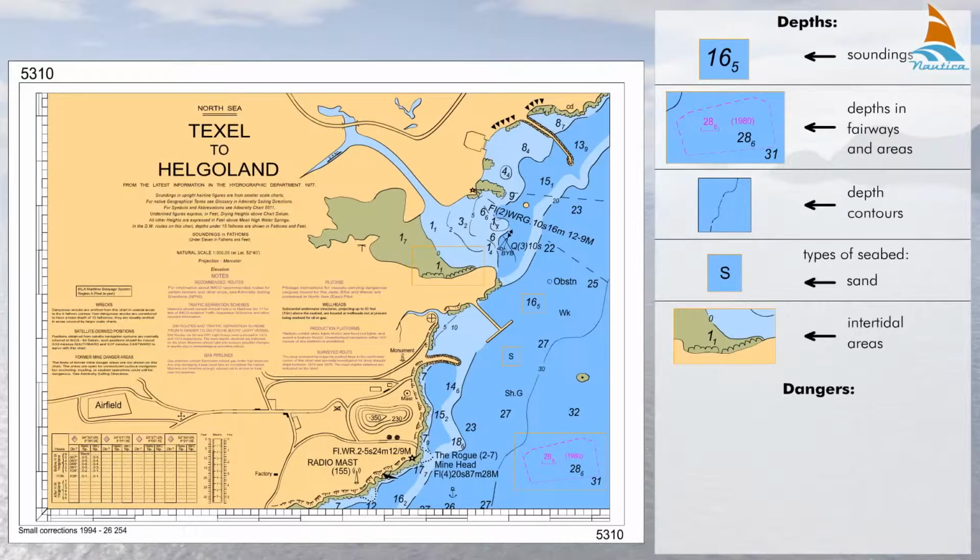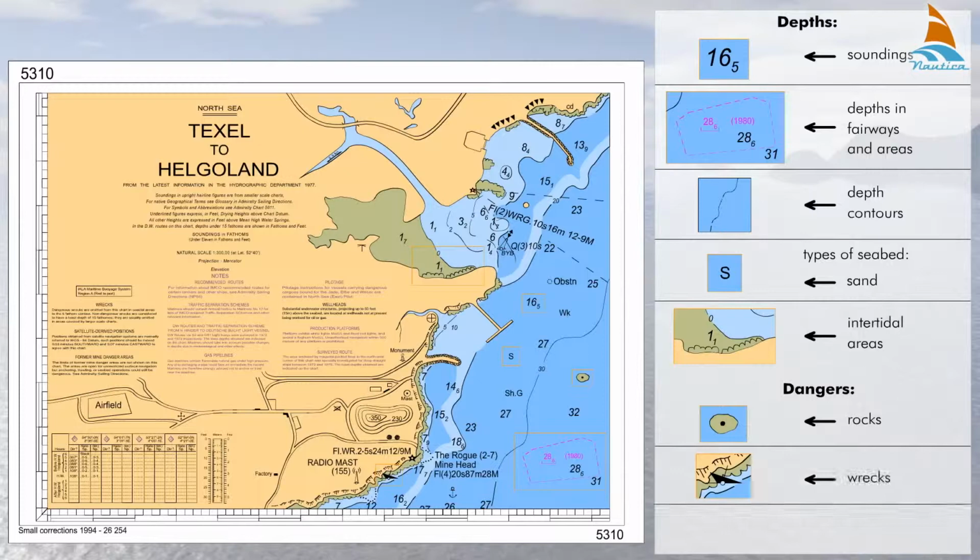Dangers including rocks, wrecks, and obstructions.